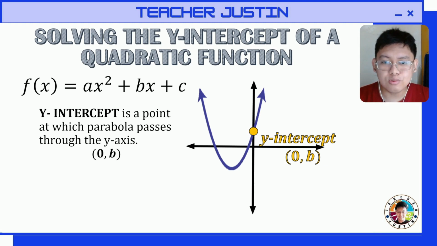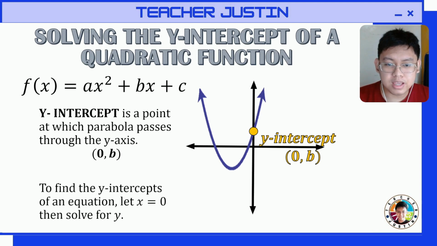So, how do we get our y-intercept? It's simple. We replace all values of x with 0 and then solve for the value of y. Replace all values of x with 0 and solve for the value of y. Let's have some examples in solving the y-intercept of a quadratic function.